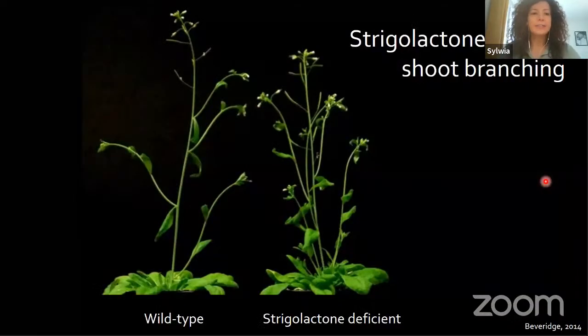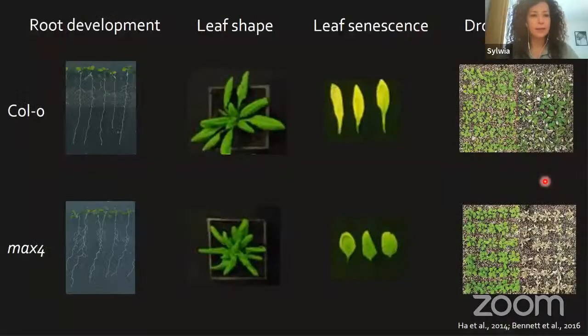Okay. So after the discovery of strigolactones as a plant hormone, many other functions of strigolactones were shown. That includes root development, but also leaf shape, leaf senescence, and drought stress. On the top panel, you can see all the phenotypes of Columbia, the wild type plants, while the bottom panel shows phenotypes of MAX4, which is a strigolactone biosynthesis mutant.